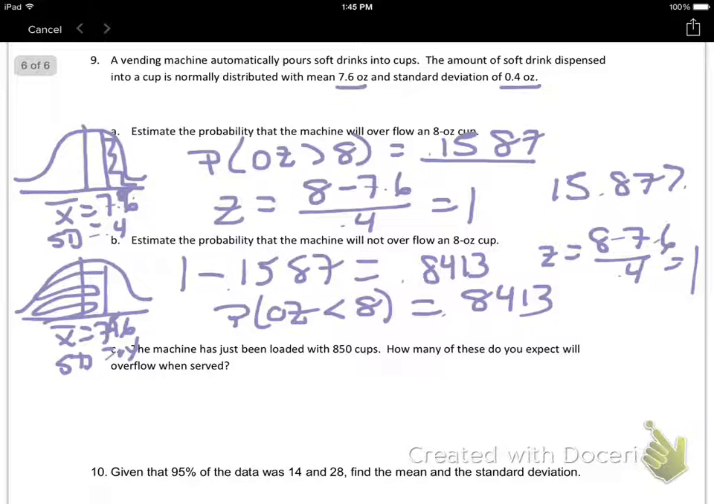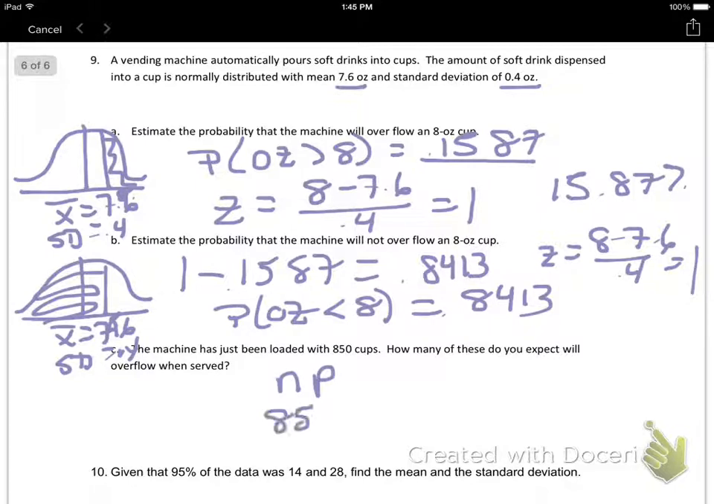Okay, the machine has just loaded 850 cups. How many of these do you expect will overflow when served? Okay, so let's talk about this. If I was to give you 60 dice, and I asked everybody to roll the dice, how many dice do you think would end up with a 1, with the number 1? Well, the probability of getting a 1 is 1 out of 6, and we have 60 dice, so you multiply that by 60 and you get 10. So I think a lot of you would say 10. Well, it's the same thing here. It's n times the probability.